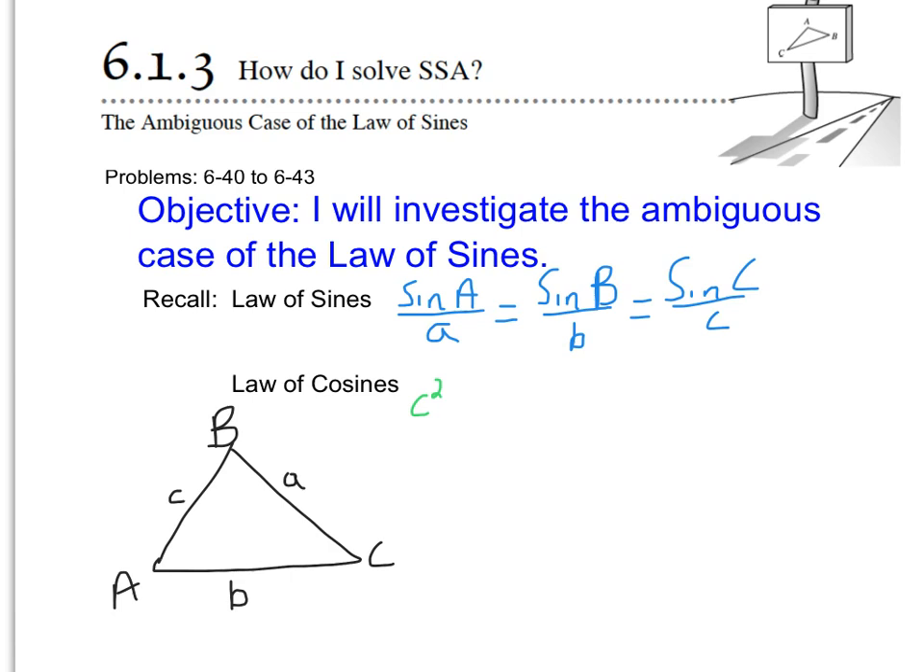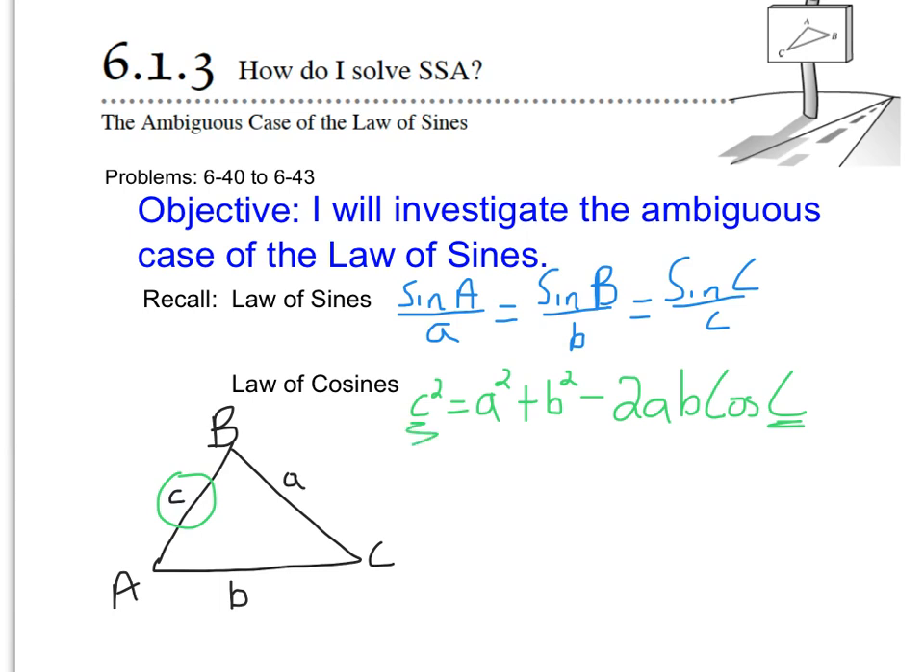C squared has to equal A squared plus B squared, so it's kind of part of your Pythagorean theorem, minus 2 times A times B times the cosine of the angle opposite this side.